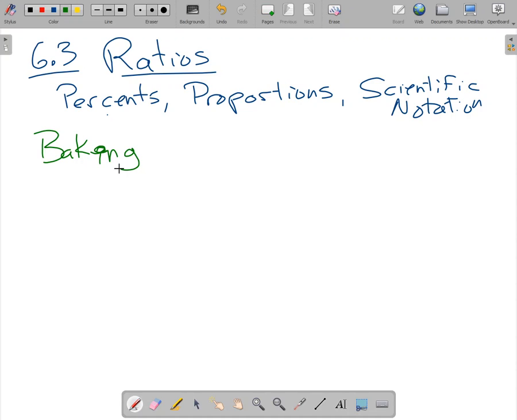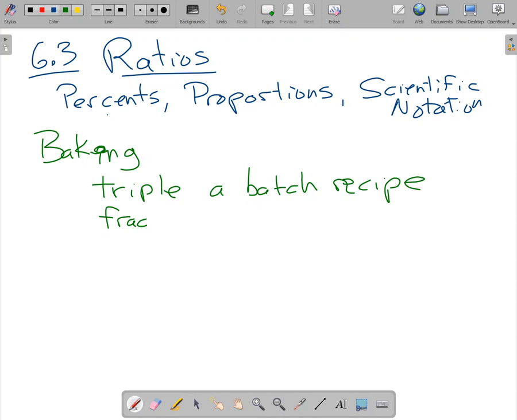Like if you're only making one batch versus three, the recipe calls for... for example, tripling a batch. Or even just when it asks for a third of a teaspoon, or a fraction of a cup or a teaspoon. That's another good one, yep.